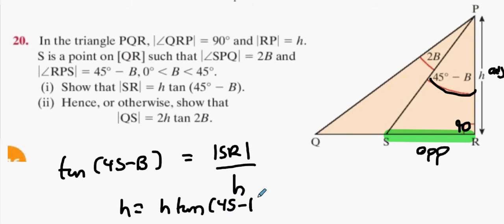Is everybody happy? Oh, sorry. SR is what I wanted. I wrote down H twice. Is everybody happy with SR equals H tan 45 minus B? Was that overly difficult, that first part?